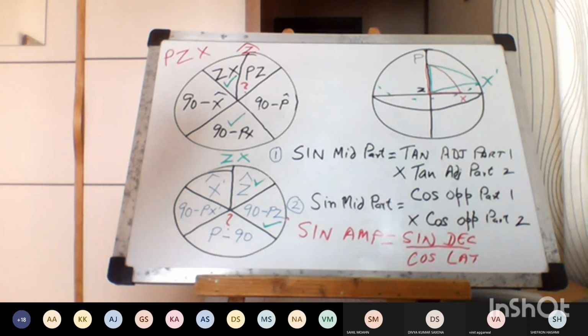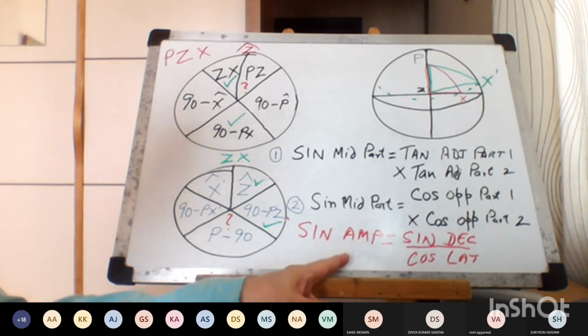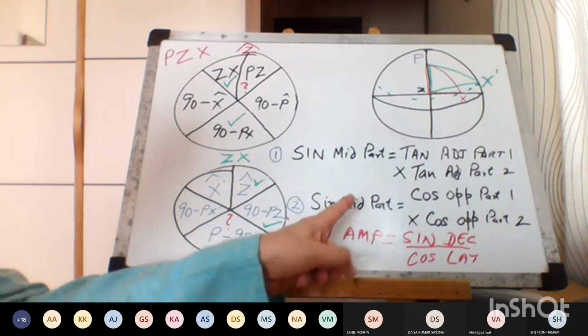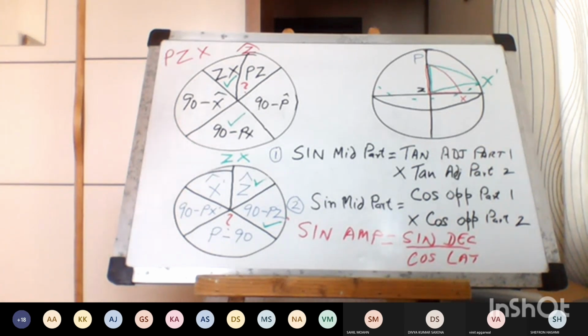Yes or no? Anyone? Apply your mind. Do you find any similarity between the amplitude formula and the Napier formula, Napier rule? Yes sir, it is derived from that only.